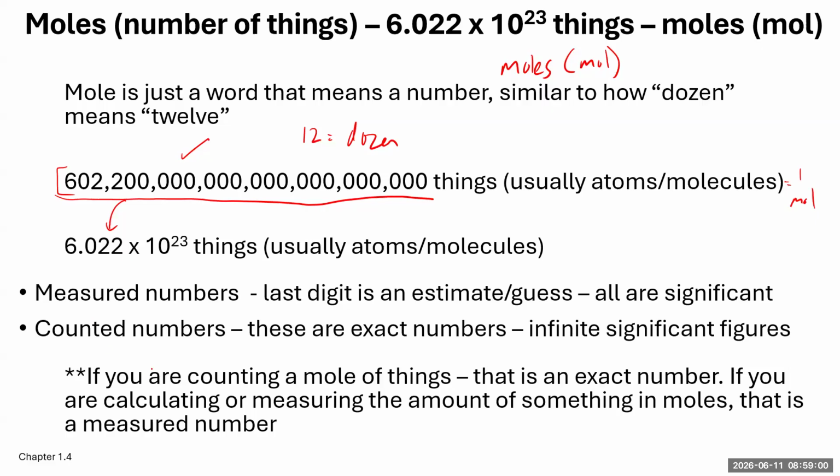So if you are counting a mole of things, that's an exact number. But if you're measuring the amount of something in moles, that's a measured number, right? So it depends on how you're measuring something. If you're measuring, the last digit is a guess and they're all significant. And if you're counting something, they have an infinite amount of significant figures.